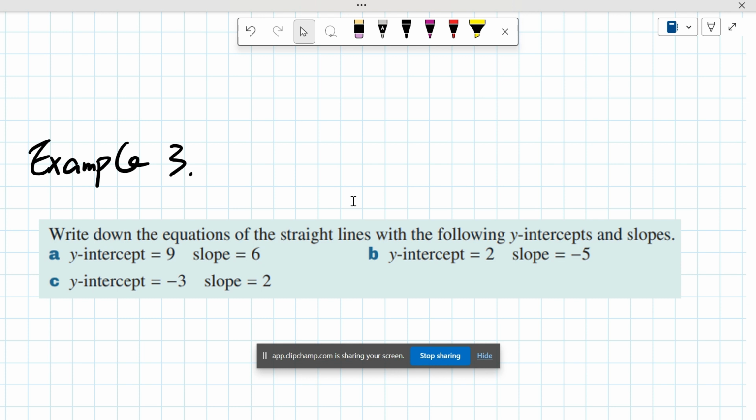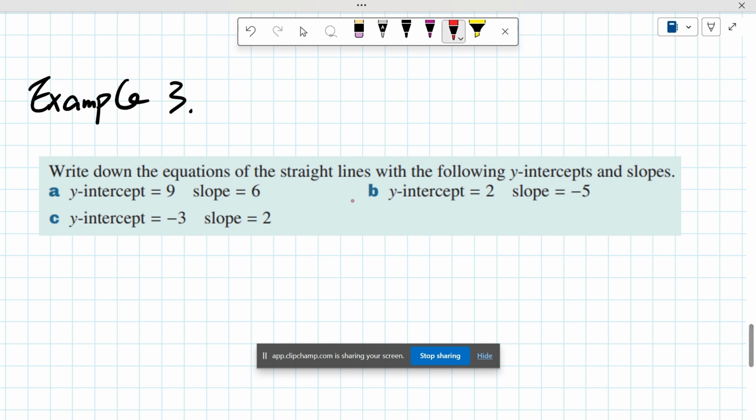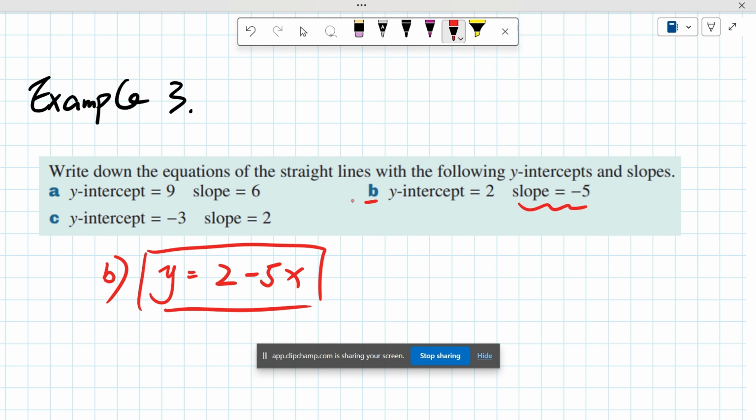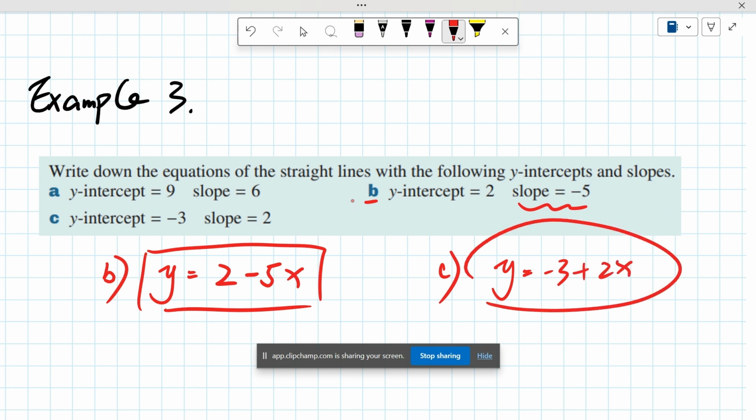Now we find the equation from the y-intercept and slope. Let me do question b. The y-intercept is 2, so we say y equals 2, and the slope equals negative 5, so we say minus 5x. This is how you reverse the process to find your equation. For question c, the y-intercept is negative 3, so we say y equals negative 3 plus 2x. That's it. Hopefully that all makes sense.